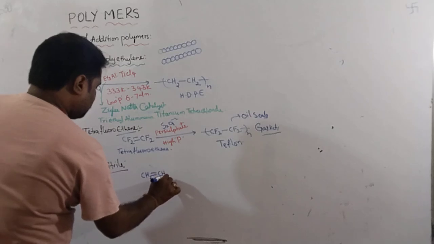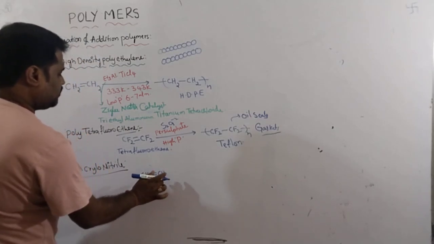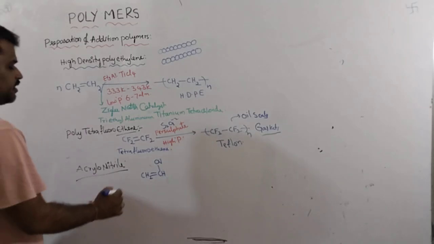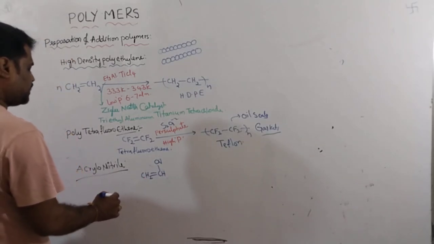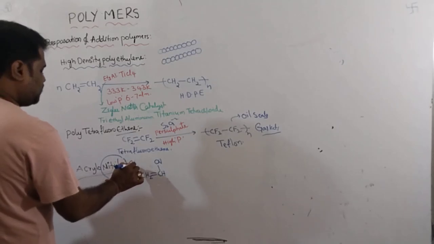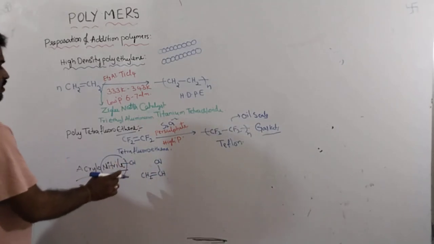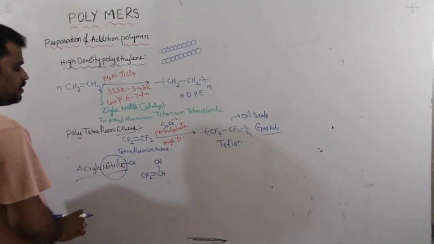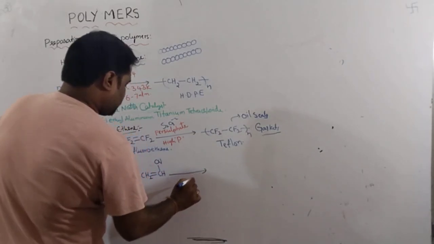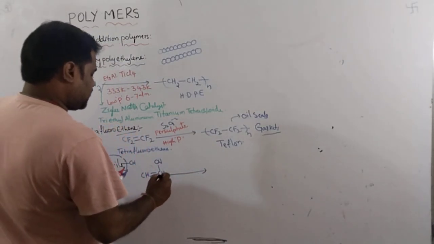Ethylene, but you have to remove one hydrogen. How to substitute with CN? This is known as acrylonitrile or cyanoethane. We call it cyanoethane. Nitrile in IUPAC nomenclature, the functional group is CN. Okay, CN, acrylonitrile, with the peroxide catalyst.